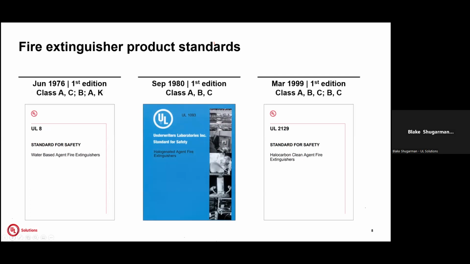There are 3 more product standards. UL8, covering water-based agent fire extinguishers, such as a foam extinguisher, was introduced in 1976. In 1980, halogenated agent fire extinguishers were introduced, which are A, B, C rated. And in March of 1999, halocarbon clean agent fire extinguishers were introduced.